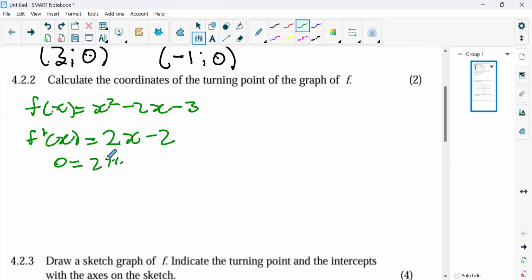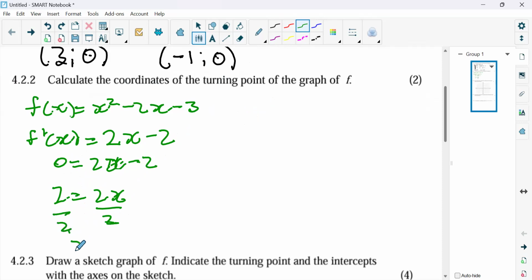Now we take the minus 2 to the other side, which affects its sign and becomes positive. So we have 2 equals 2x. We divide both sides by 2. What does it say?